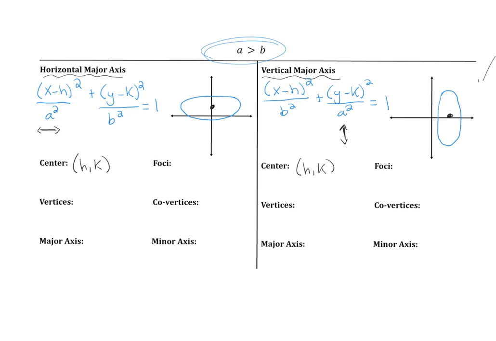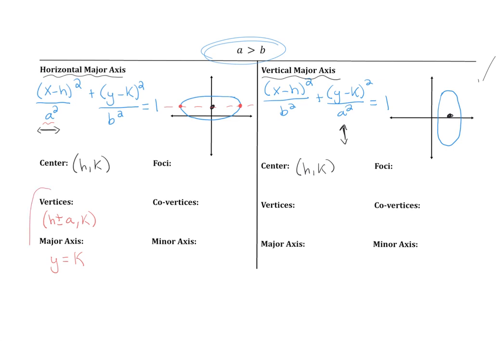So notice how we have vertices and co-vertices. So vertices will be the ends that are on the major axis. So for this one, the vertices will be your h plus or minus a coming from here, k. And then the major axis is a horizontal line, so it's y equals k.